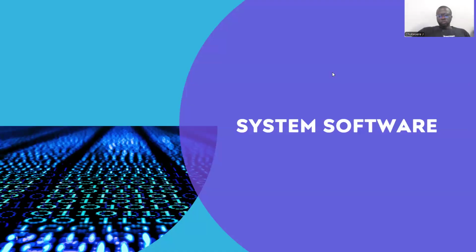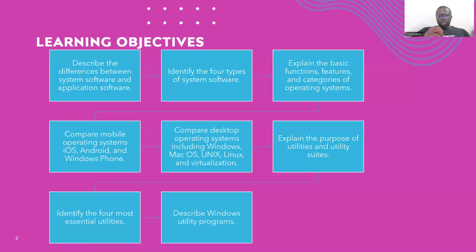Okay. Now, what is system software? For you to be able to understand, system software is what makes your computer, what makes your device do what it needs to do, to be able to function with all the application software that you might install. And in order to understand this particular chapter, you need to evaluate yourself using these learning objectives.